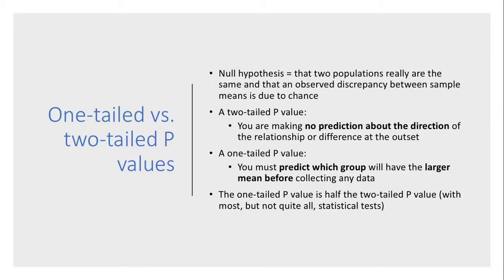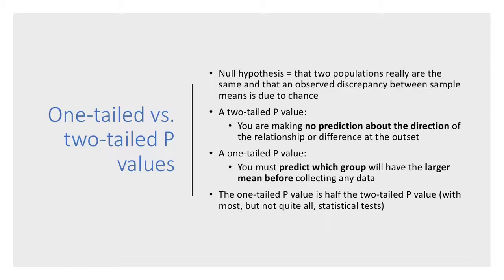Now, what's the difference between a one-tailed and a two-tailed p-value? You're going to read this when you're searching the literature. Remember, the null hypothesis is that two populations are really the same, and the observed difference between the samples is merely due to chance. When we say a two-tailed p-value, we're not making any prediction about the direction of the relationship or the difference at the outset. This is something that an investigator needs to decide on prior to executing their study.